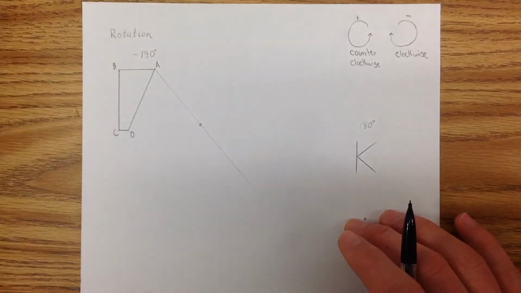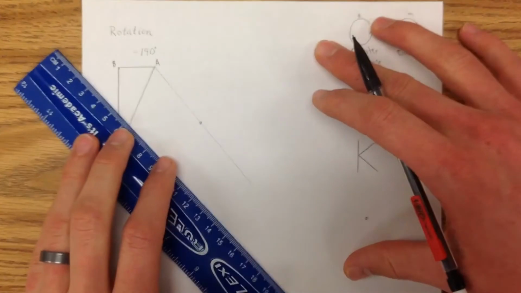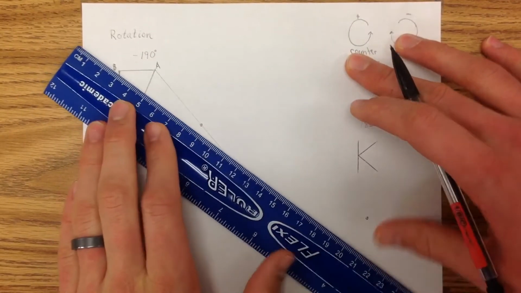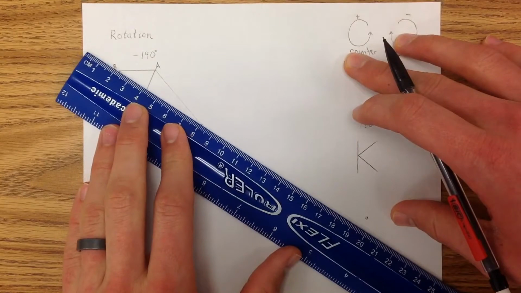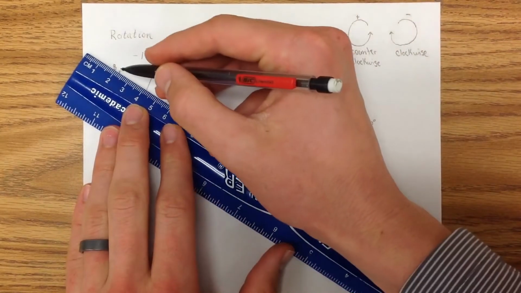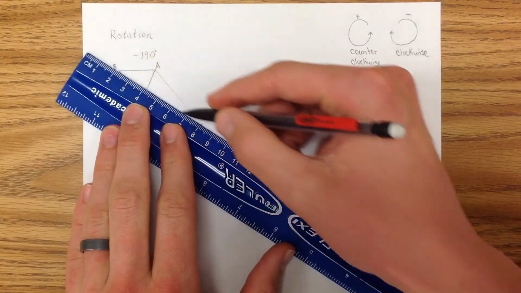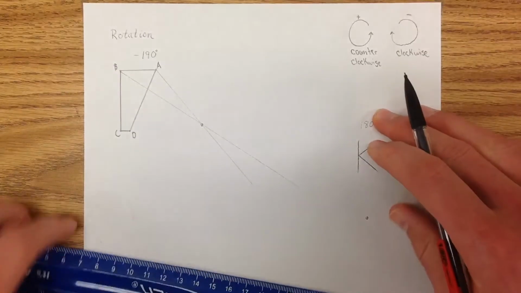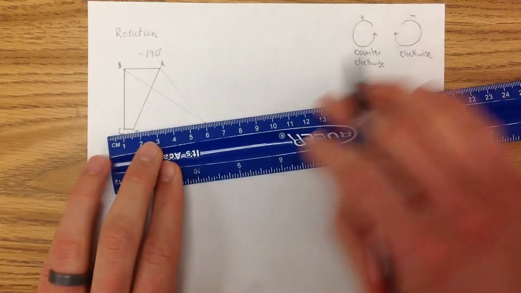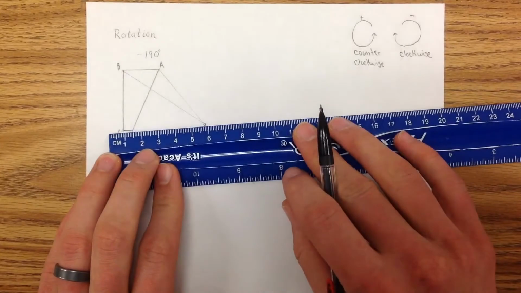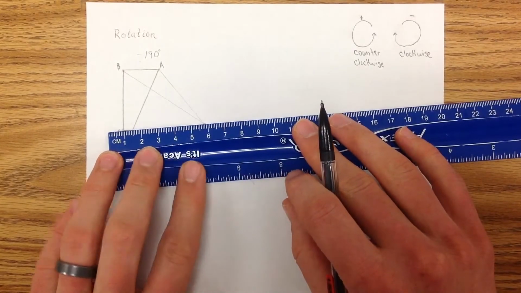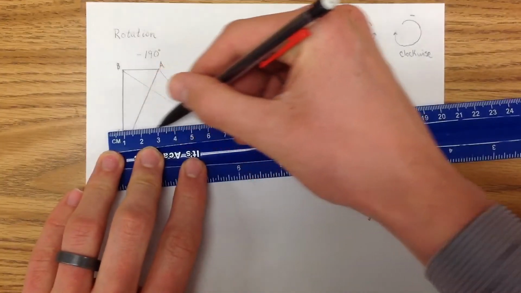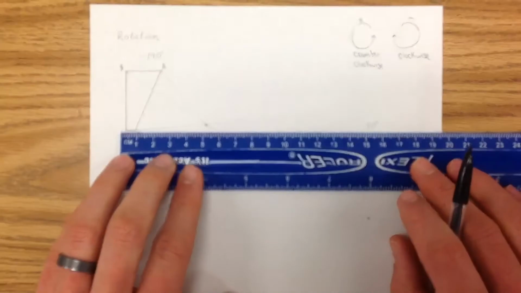And this one, actually, I'm going to need a ruler for that one. So something like this, and C, do the same thing. And D.